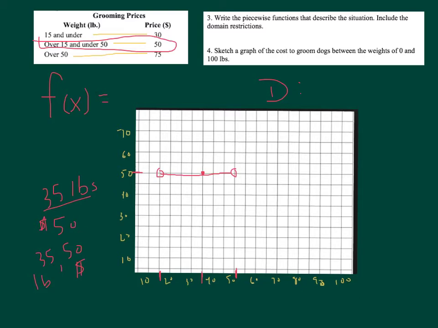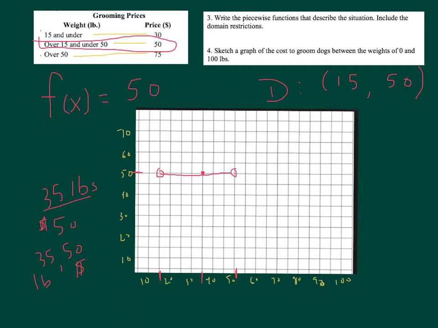The function looks like f(x) = 50, because there is no slope. It's a horizontal line. And the domain is all the way from over 15 to under 50, and I put a parenthesis like that. So that's 1/3 of this problem. Now you need to finish it up by dealing with the 15 and under and the over 50 and finish the graph as well.